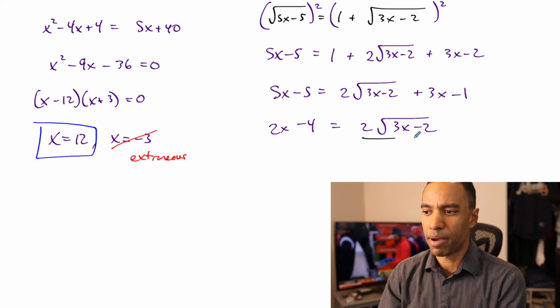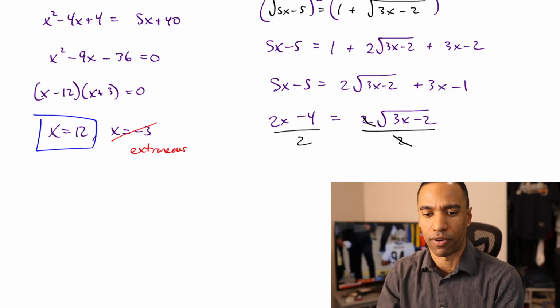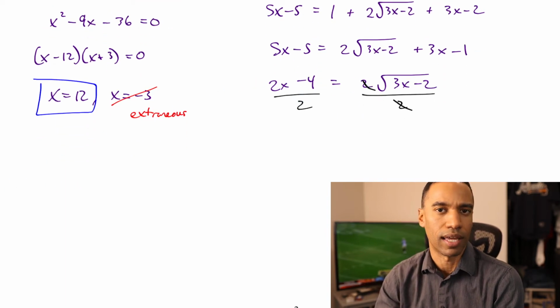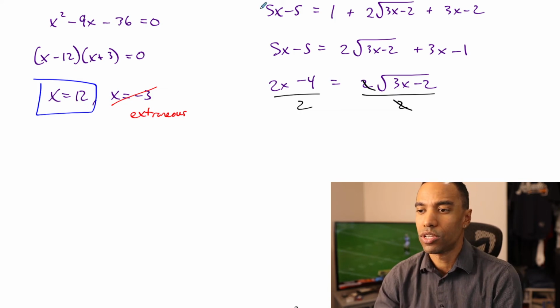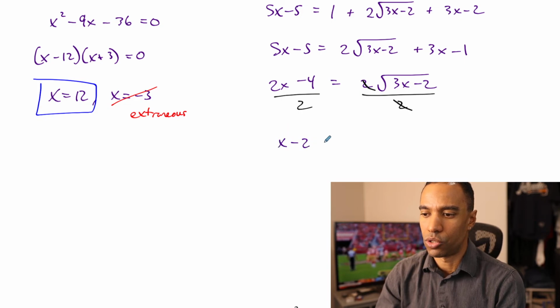Let's divide everything by 2. Just make it a little bit smaller, help ourselves out right there. That's going to be very helpful for us. Even if this couldn't divide evenly, I think generally you'd want to do that. That's what I would do with a quadratic. So let's just do it here. So that'll be x minus 2. X minus 2 equals square root of 3x minus 2.